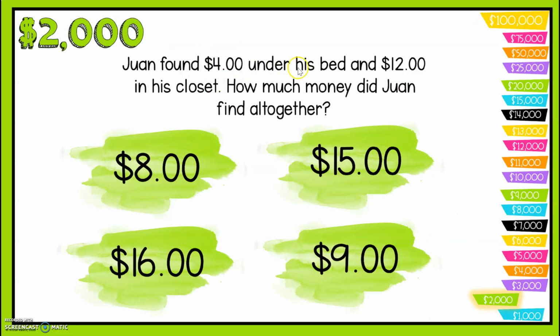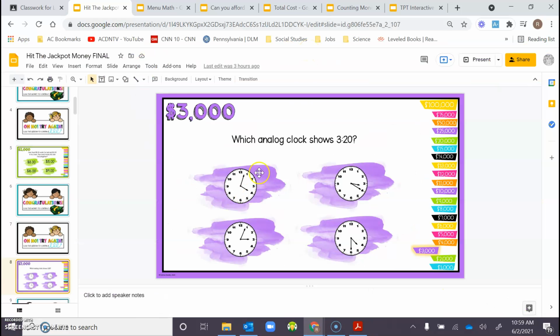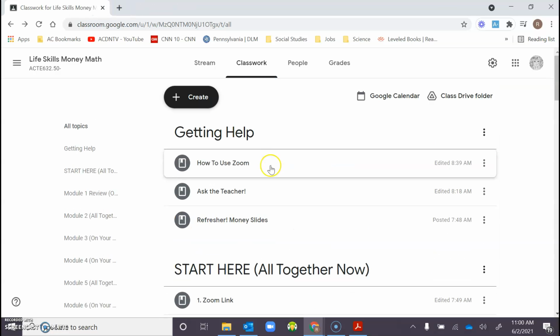So then it's like he found $4 under his bed and 12 in his closet. How much did they find together? And then it tells them and it keeps letting them go back. It tells them and then they keep going. And it does keep track of your money over here on the side. So it's kind of fun just to give them something a little different and a fun way for me to see how they're doing in the class.